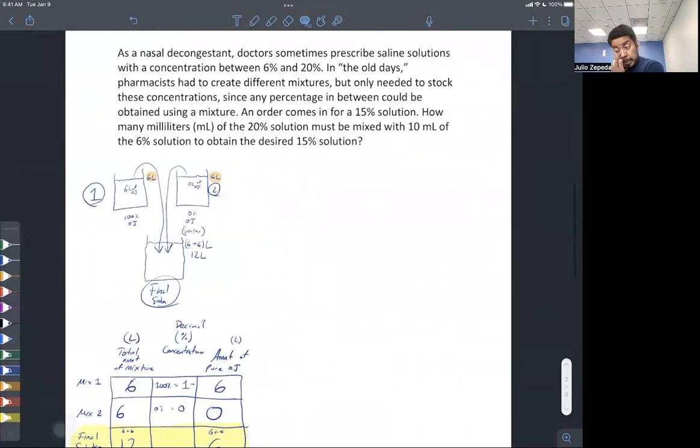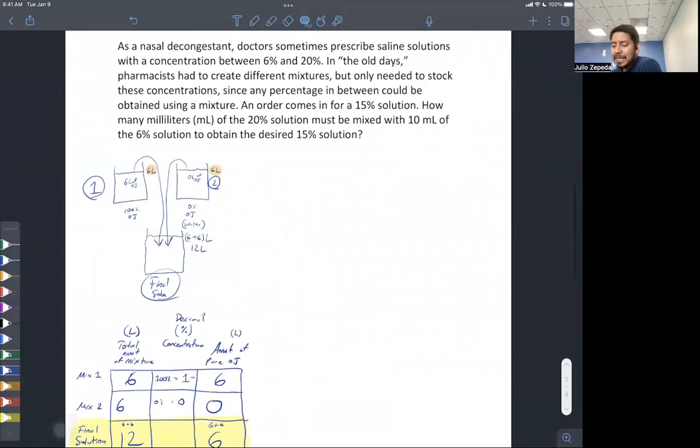Okay, so a nasal decongestant. As a nasal decongestant, doctors sometimes prescribe saline solutions with a concentration between 6% and 20%. In the old days, pharmacists had to create different mixtures, but only needed to stock these concentrations since any percentage in between could be obtained using a mixture. An order comes in for a 15% solution. How many milliliters of the 20% solution must be mixed in with 10 milliliters of the 6% solution to obtain the desired 15% solution? Okay, well, there's a lot going on there.